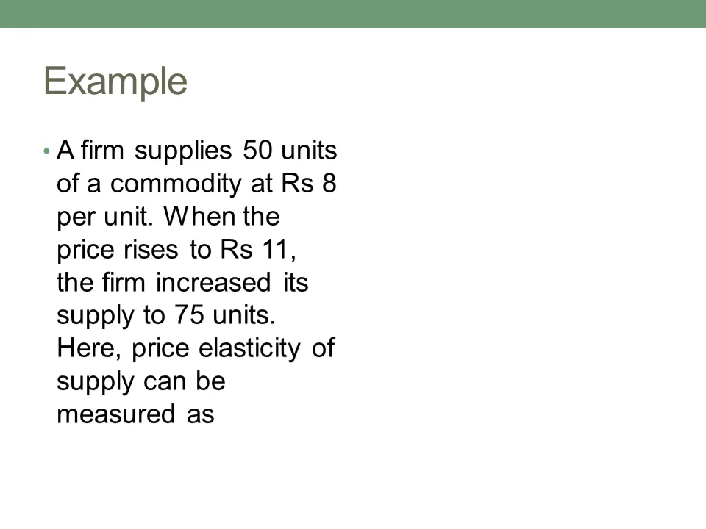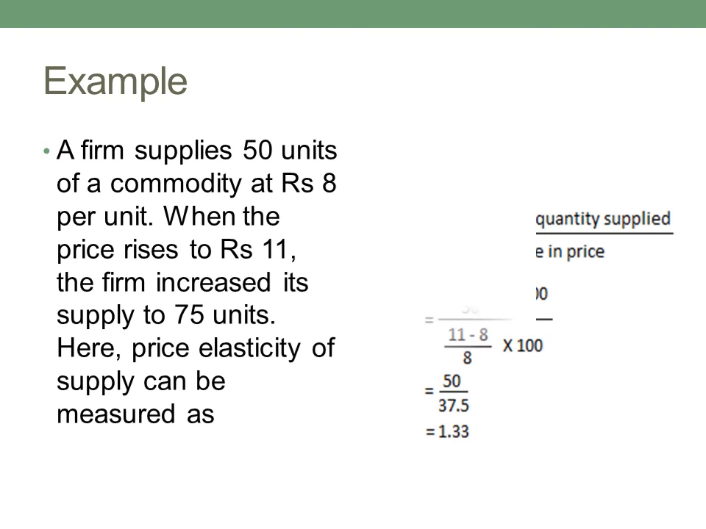A firm supplies 50 units of a commodity at rupees 8 per unit. And when the price rises to rupees 11, the firm increased its supply to 75 units. Here we have to calculate the price elasticity of supply. It can be calculated as: price elasticity of supply is equal to percentage change in quantity supplied divided by percentage change in price.